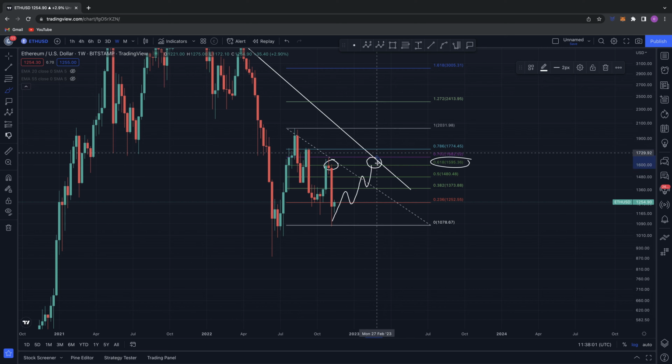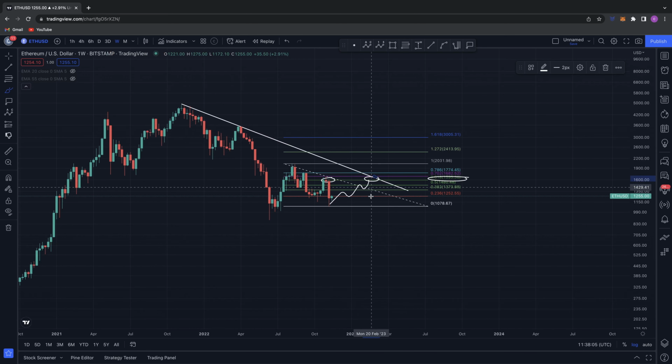And this is where you could actually retest this trend line, this multi-month trend line that Ethereum's been in. At this point, if you do fail and get rejected and come down and lose this 1 fib and lose this low, again, you're going to be retracing to this low here.